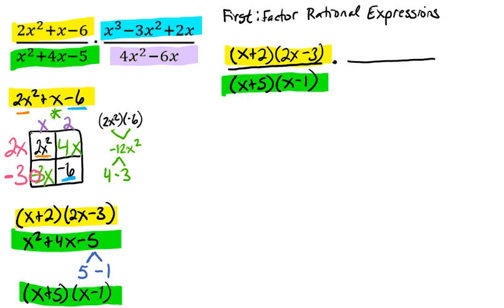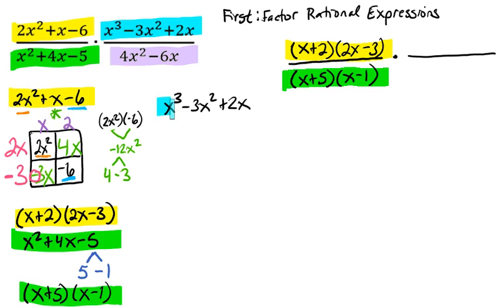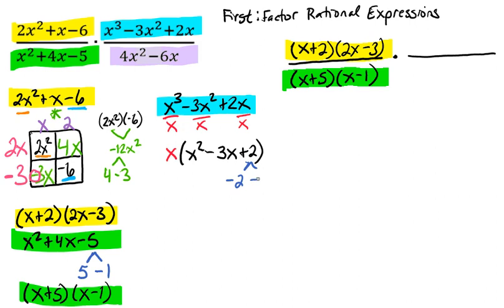And now we're ready to factor our second numerator. When we look at it, we can see that there is a common factor in all of these terms, so we can take out an x from each of these. We pull out an x, and that's going to leave us with x squared minus 3x plus 2. And now we can factor that. Two numbers that will multiply to 2 but add to a negative 3 would be a negative 2 and a negative 1.